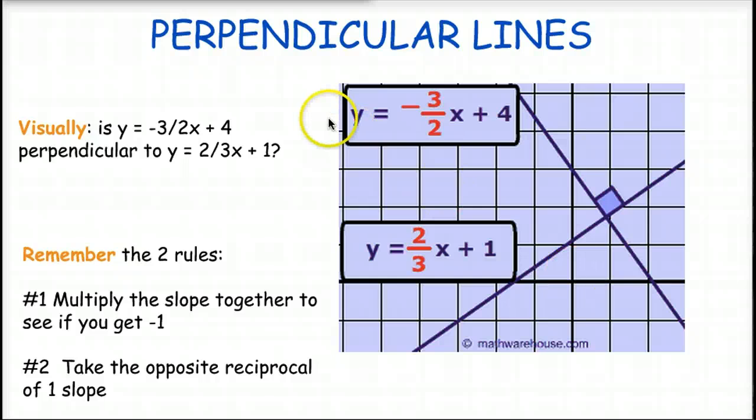And that concludes our lesson on understanding parallel and perpendicular lines.